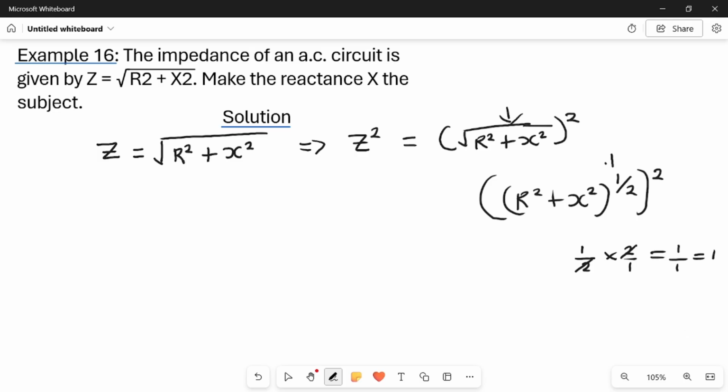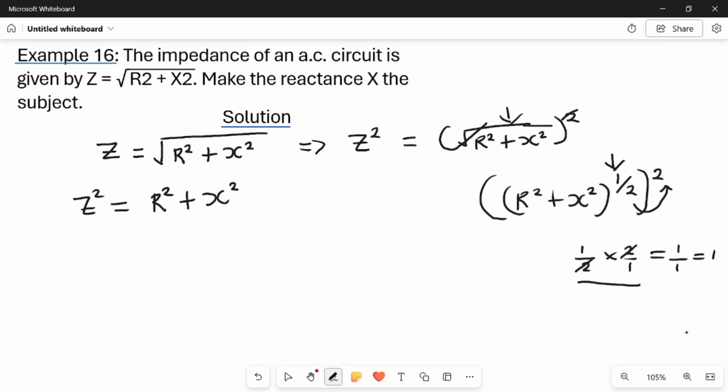So that's how we convert this square root sign here to our fractional index. And when we convert it to our fractional index, we will take the power of power laws. So the two of them will multiply here. That's 1 over 2 times 2 over 1 to get 1 over 1 to get 1. So in summary, Z square will be equal to R square plus X square. So this power here will cancel out the square sign.